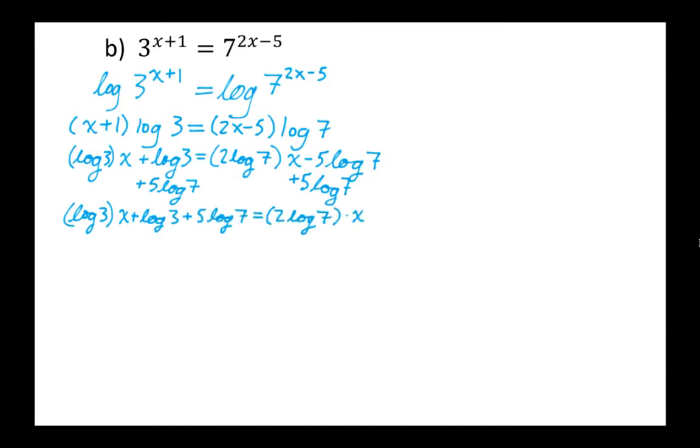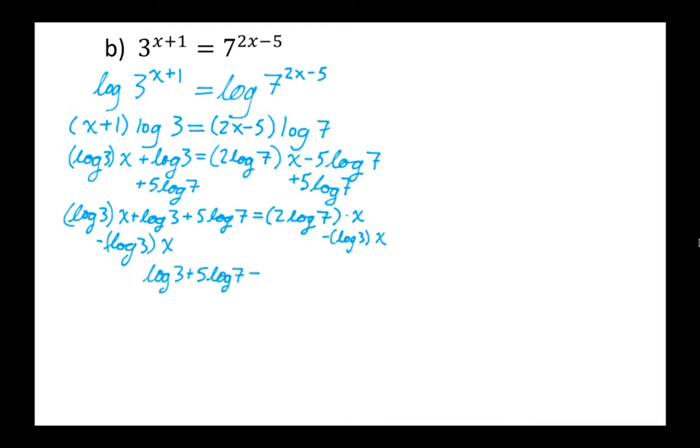So it's log 3x plus log 3 plus 5 log 7. So that is, we now have all the constant terms on this side of the equation. And now I want to move all the variable terms over to the other side of the equation. So let's go ahead and do that now. So I'm going to take away log 3x from both sides.